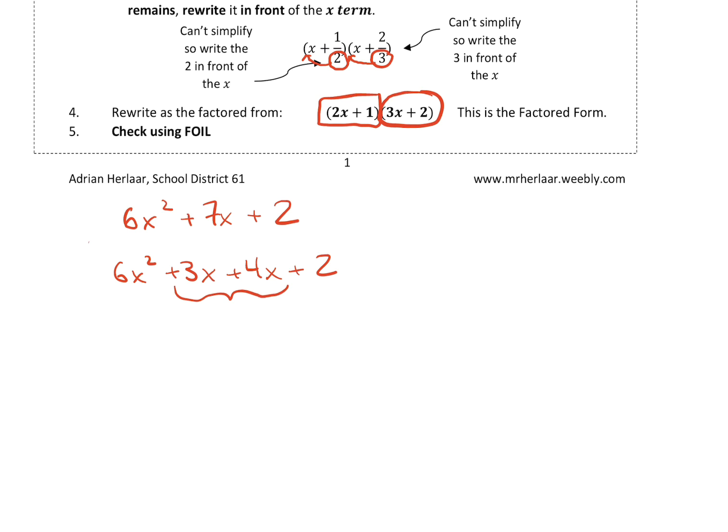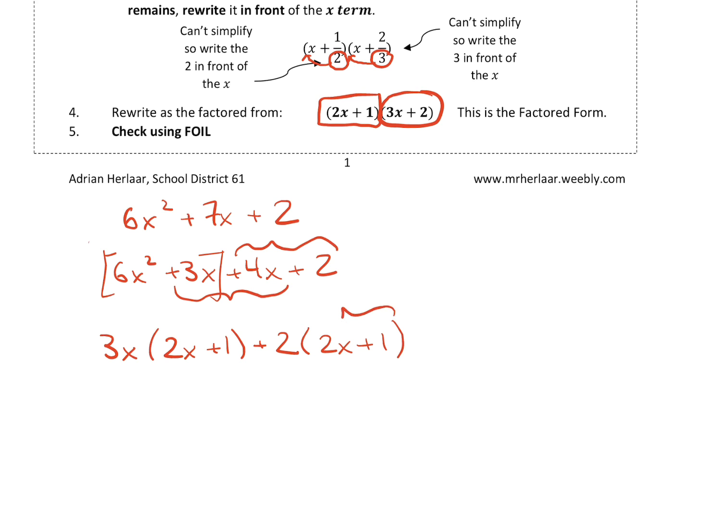Right? Good. So now you look at that and you're like, okay, well, this first half, just this half, I can factor out a 3x. And I'll be left with 2x plus 1. And then this back half, I can factor out a 2. And I'm left with 2x plus 1. And now you have this and this, which is a common factor. So you can factor it out, and you have 2x plus 1 times 3x plus 2. So you get the same answer, and it works.